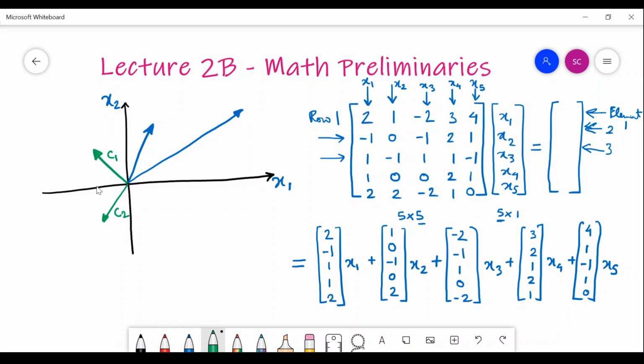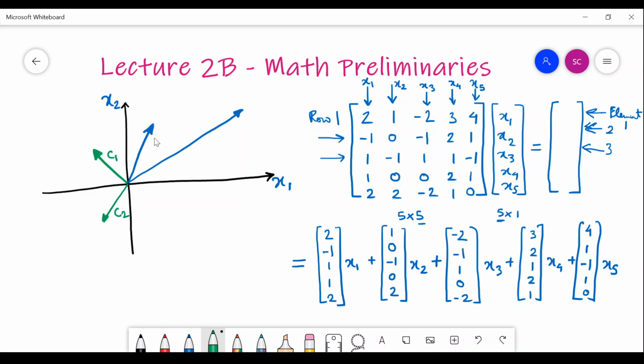So if this is C1, your C1 may be like this, maybe minus 1, plus 1, C2 may be minus 1, minus 1 or something like that. So these two may be the columns. So these two are the columns now. And now what happens, I am simply scaling these columns up with the x1 and x2.